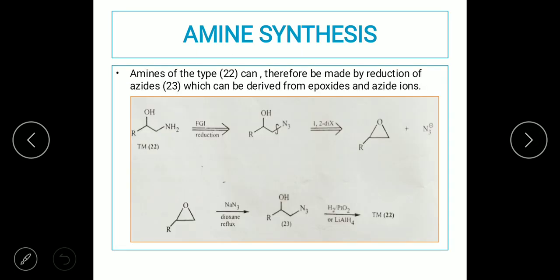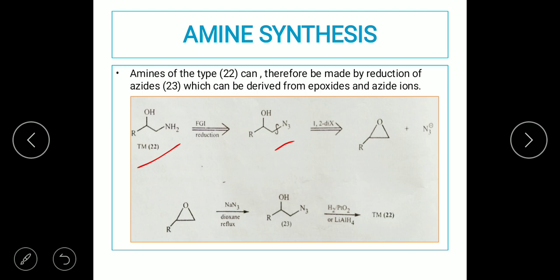So let us look at this reaction. Here, a target molecule of this kind can be made by reduction of an azide, which can be derived from an epoxide and azide ions. In this example, it is a different kind of amine. Here, we are doing the interconversion to an azide, that is, the NH2 group we are converting to N3. Now we can cleave the carbon and the nitrogen.